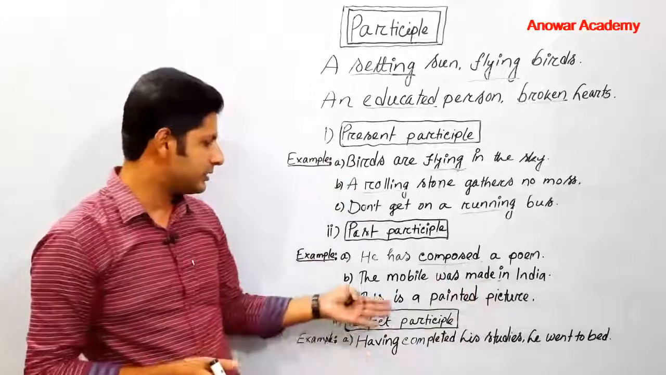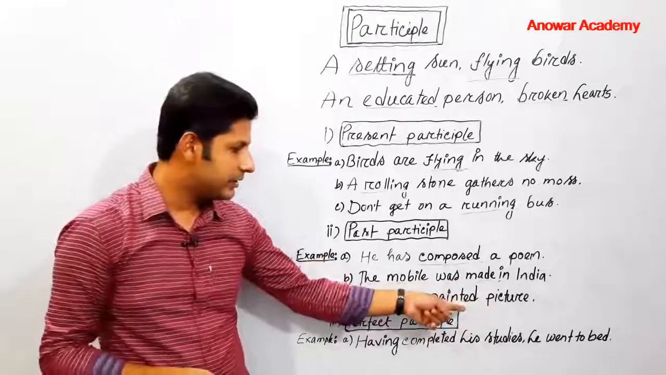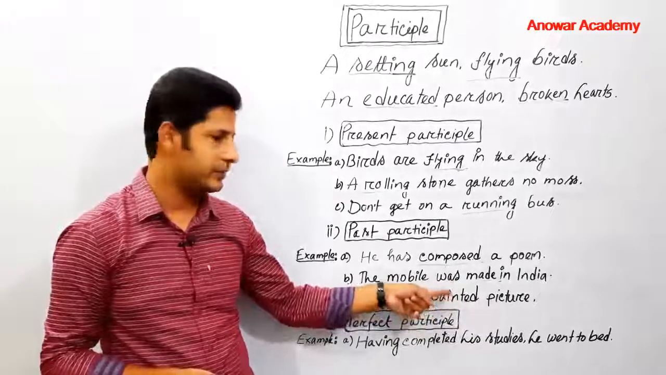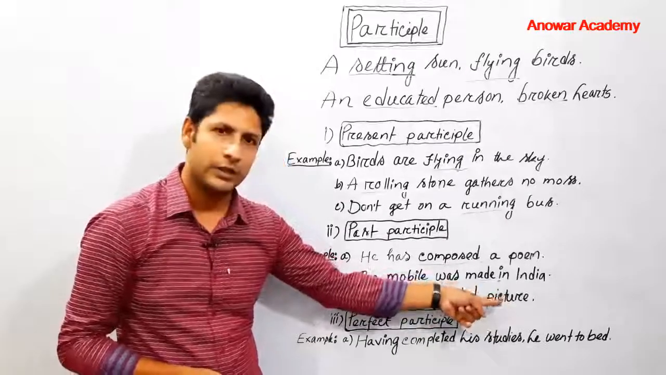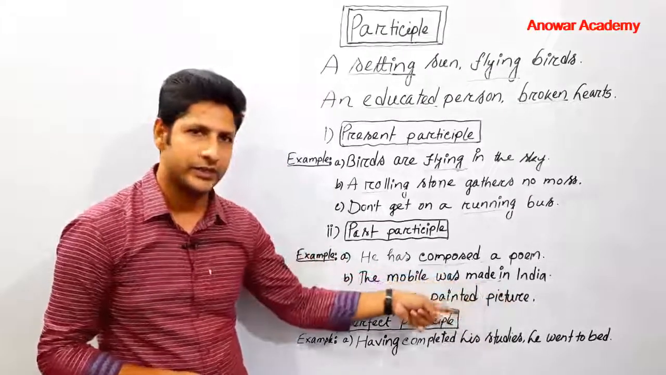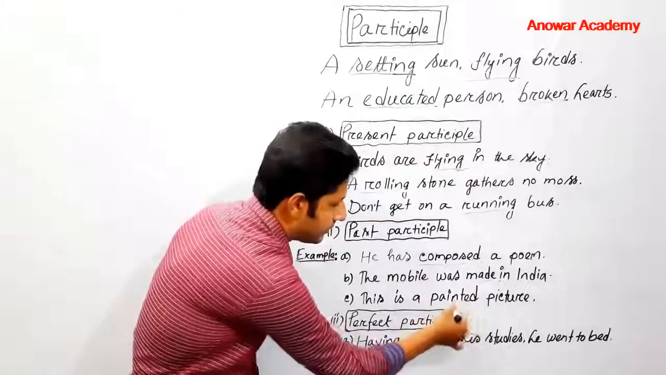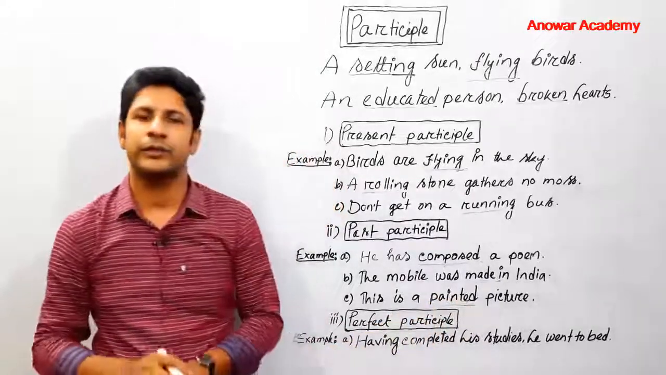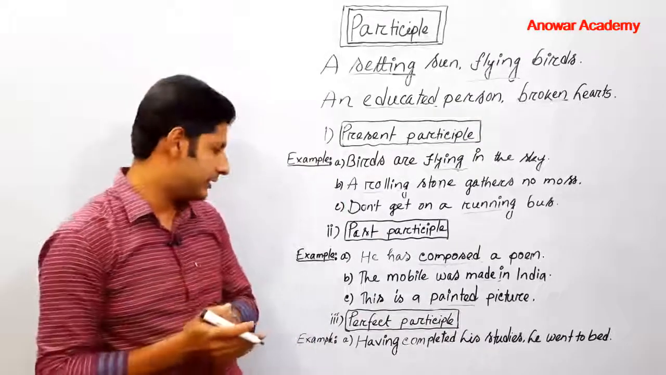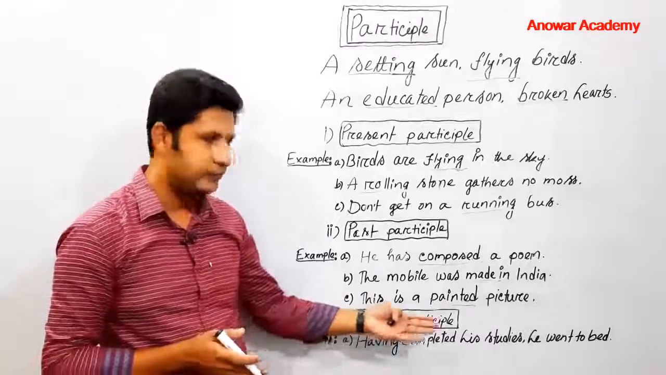Dear learners, in the last example, you can see this is a painted picture. Here, ed is added to the verb paint. That means past participle of the verb is used before the noun picture, and it modifies the noun and functions as an adjective. That's why painted is also called past participle. I think you have understood the subject very clearly. Now, dear learners, let's know about perfect participle.